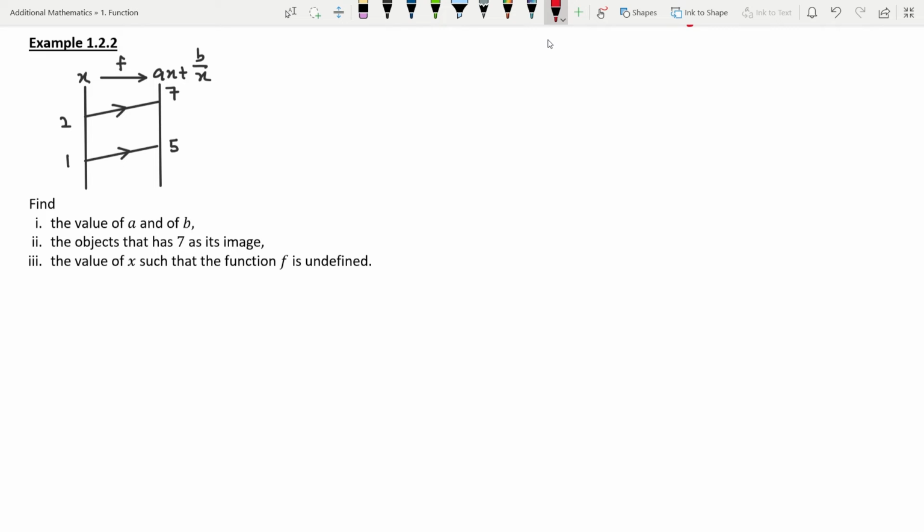Next, we look at example 1.2.2. We are given an arrow diagram. By looking at this diagram, we have the information f of x equals ax plus b over x. And we also have f of 2 equals 7, f of 1 equals 5. For the first part, we are asked to find the values of a and b. For this case, we need to do simultaneous equations in order to find the values of a and b.